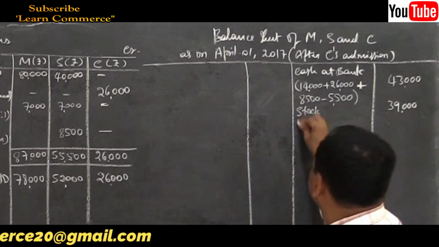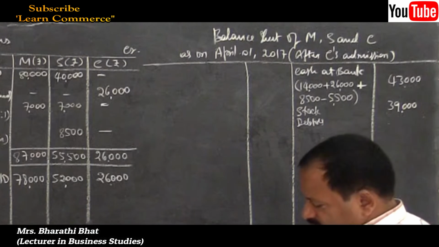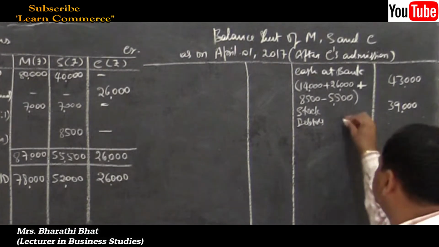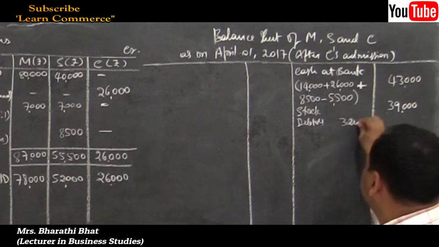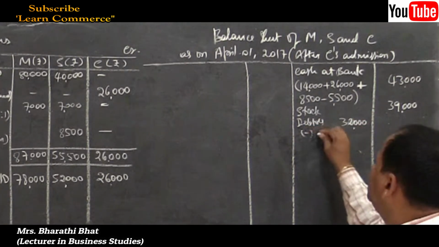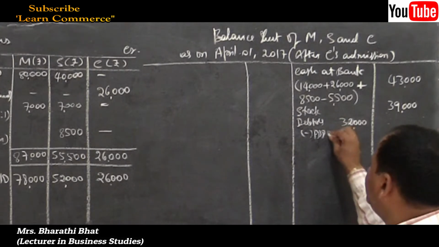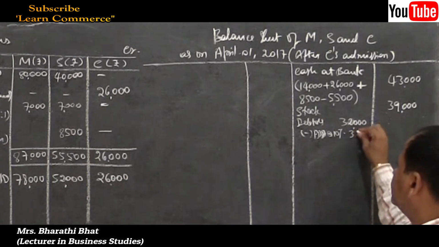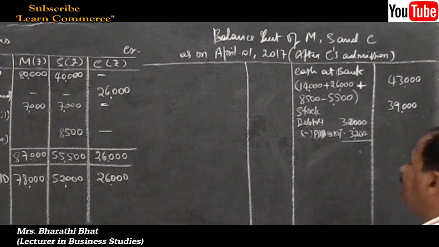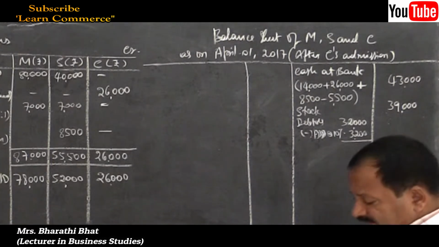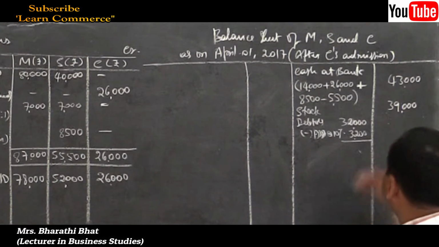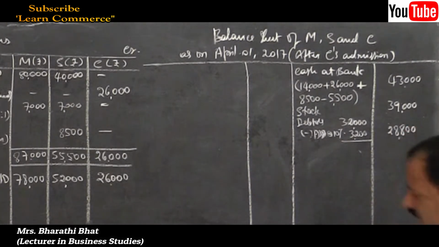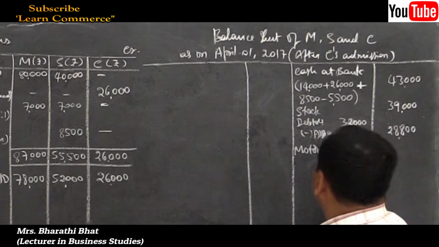Then debtors, there is a change. 32,000 gross debtors minus PDD at the rate of 10%. They told us to maintain PDD at 10% on debtors. So minus 3,200, it will be 28,800. Write the amount, 28,800. Then comes motor car, movable one, right?